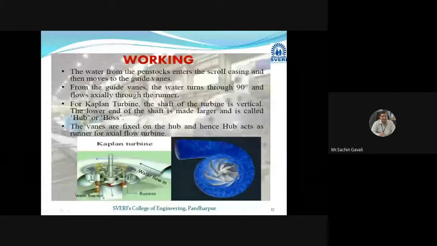So when we are drawing the velocity triangle, this information is very essential. After the guide blades, the water turns through 90 degrees and it is flowing along the axis. Hence the Kaplan turbine is also called an axial flow turbine, because water is flowing along the axis. For the Kaplan turbine, the shaft of the turbine is vertical. The lower end of the shaft is made larger and is called the hub or boss.